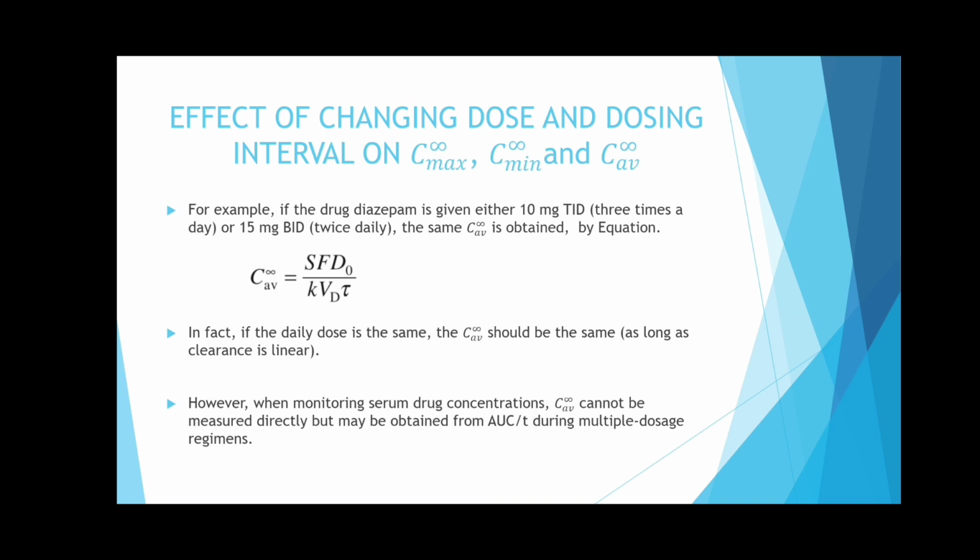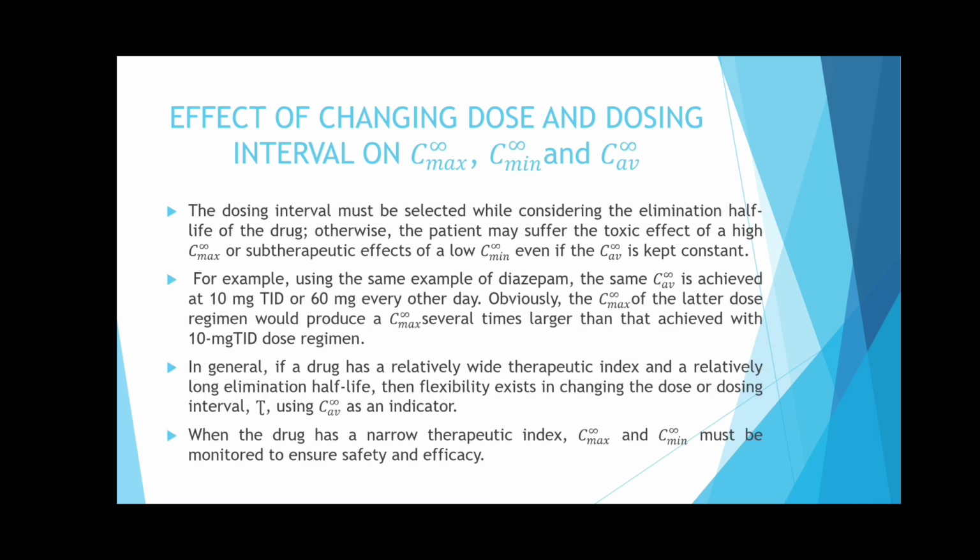However, when monitoring serum drug concentration, the average steady state concentration cannot be measured directly but may be obtained from the AUC by T during a multiple dosage regimen, because AUC by T will always be constant. The dosing interval must be selected while considering the elimination half-life of the drug, otherwise the patient may suffer from the toxic effects of the high Cmax at steady state or subtherapeutic effects of a low Cmax at steady state, even if the average steady state concentration is kept constant.